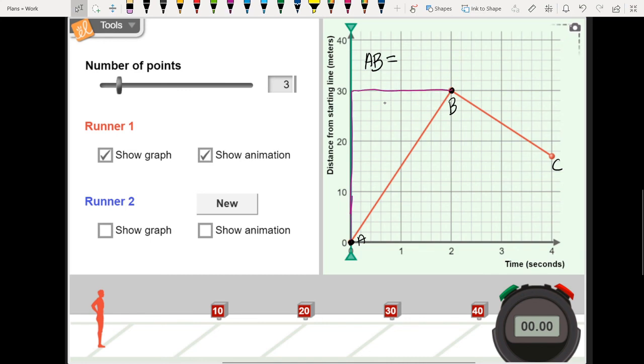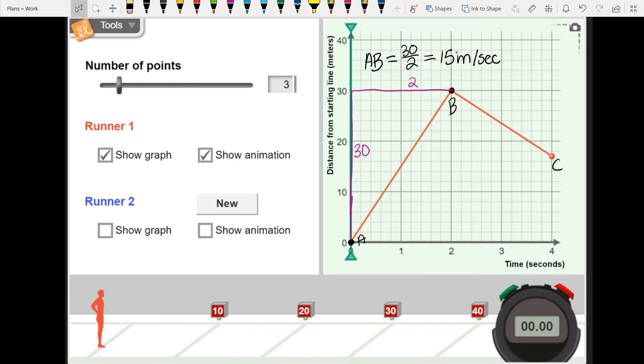Our right angle triangle. And we should notice our rise, we went from 0 to 30, so our rise is 30. And we went from 0 to 2, so our run is 2. The distance was 30, so 30 over the time, which was 2. 30 over 2. If I do 30 divided by 2, what I'll get is 15. 15 what? Meters per second.